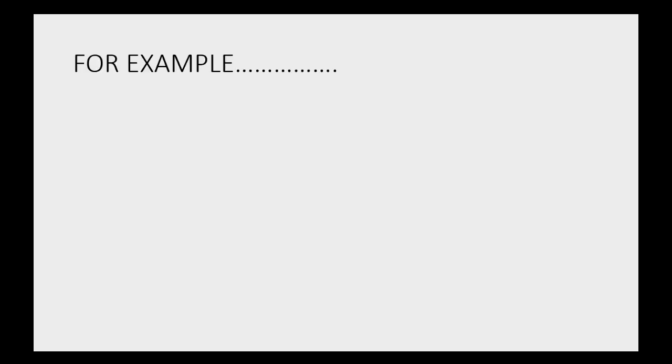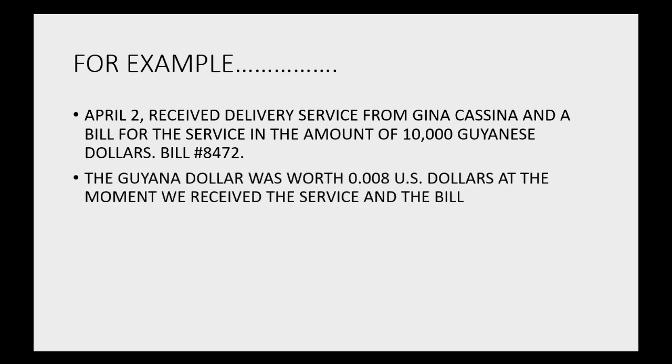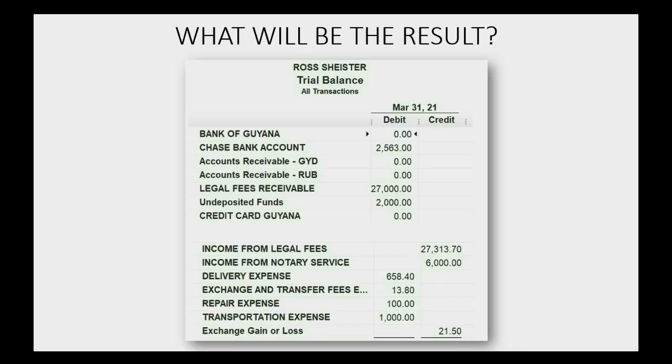For example, let's imagine on April 2nd, you received delivery service from Gina Casina and a bill for the service in the amount of 10,000 Guyanese dollars, and it was bill number 8472. The Guyana dollar was worth only 0.008 US dollars at the moment we received the service and the bill. So what will be the result?